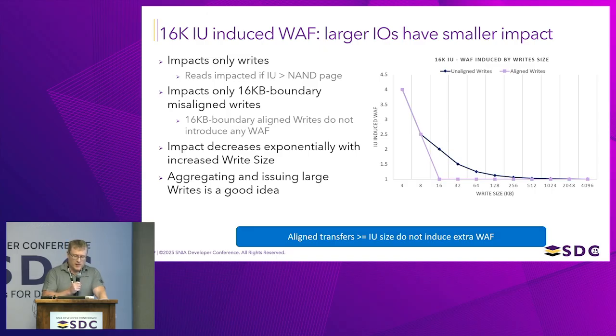As the size gets bigger, it's better. You'll see that the purple line is if those writes are aligned to your IU, and the black line, or dark blue above it, is if they're not aligned to it. But as the sizes of the transfers get bigger, the extra write amp from the IU mismatch gets better, even if they're unaligned. So aggregating and issuing large writes is a good idea. Lots of small writes, which you may not always be able to control, but you're going to be eating your endurance, and you're also going to have performance issues if you're doing that.